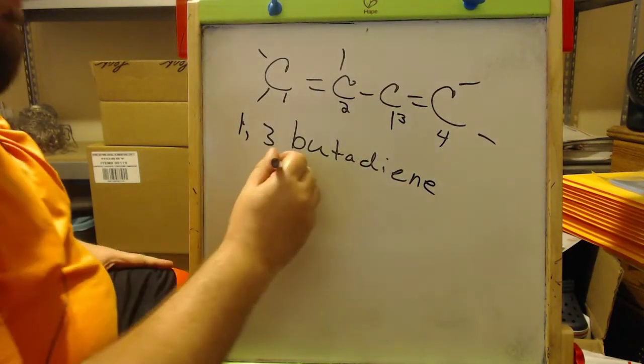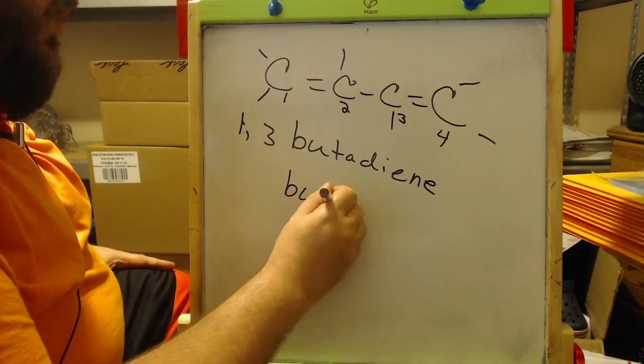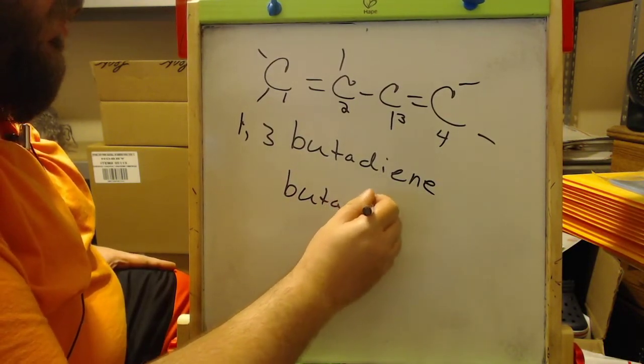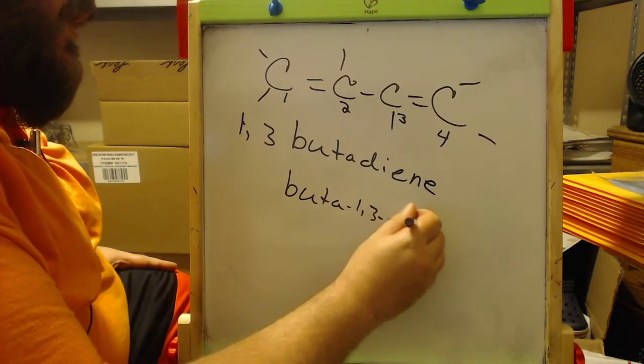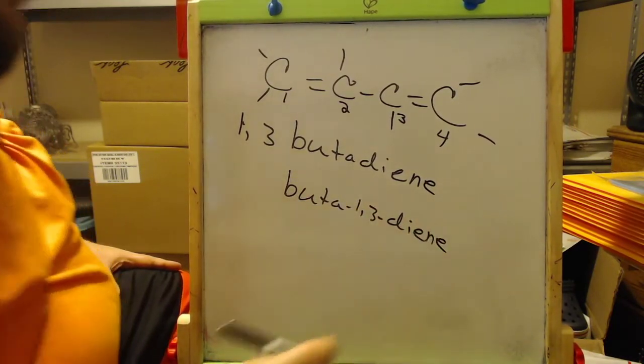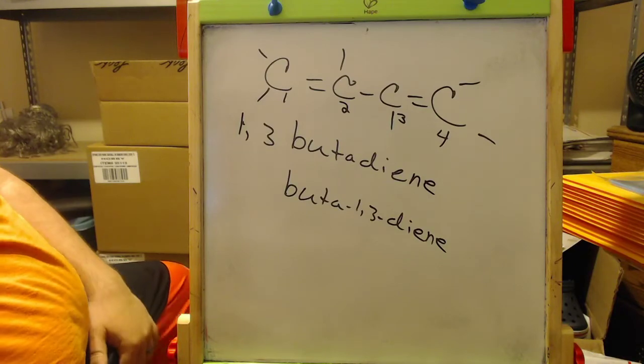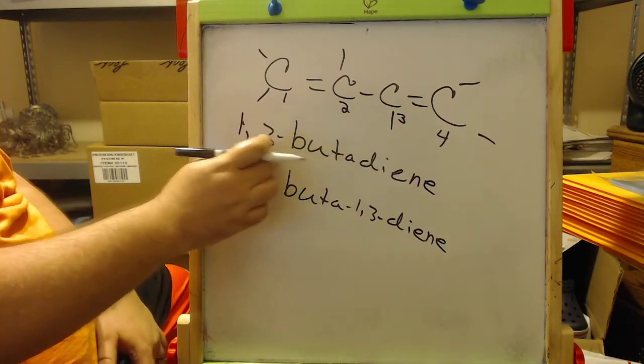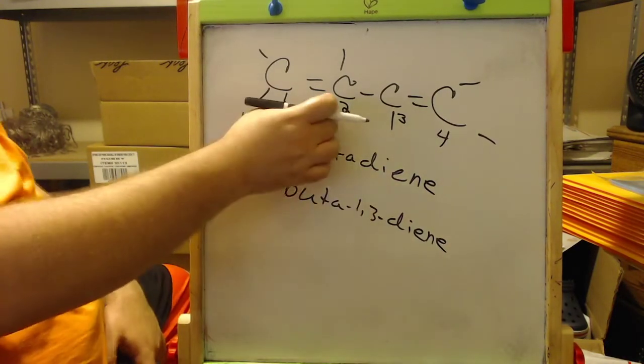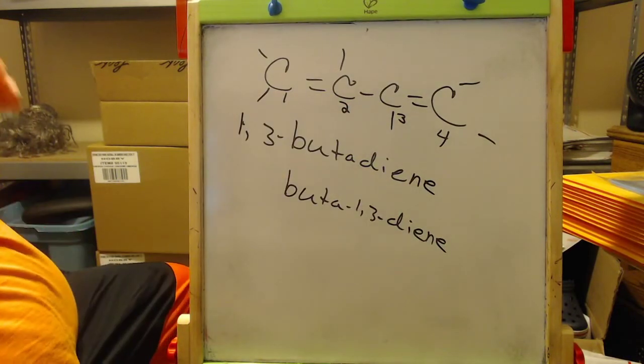You can also do the new way. Buta-1,3-diene. I like this way. This is the way I learned. 1,3-butadiene is what this compound would be.